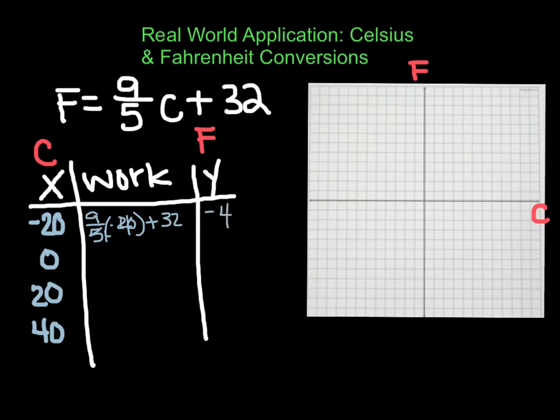If you plug in 0, 9/5 times 0 is 0 plus 32 gives you 32. If you plug in 20, you take 9/5 times 20, which is a positive 36, plus 32, which is 68. And I'm actually going to stop there because I think you'll get the idea.